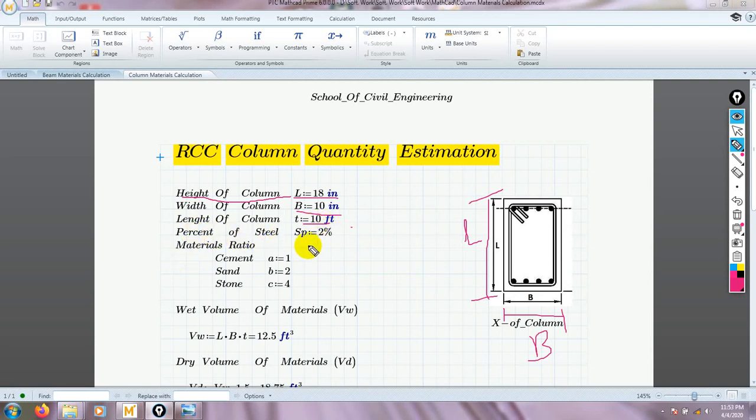And we have considered the percentage of steel is 2%. What is the meaning of that percent? The 2% is the percentage of the total volume of the concrete. So if we calculate the total wet volume, then we consider that 2% steel will be used in our column with respect to the total wet volume. And here is the materials ratio. We have considered that cement to sand to stone is 1:2:4. After that we'll calculate our wet volume.